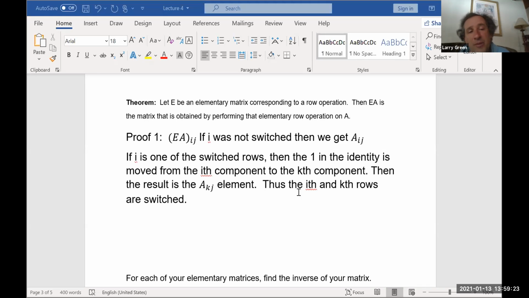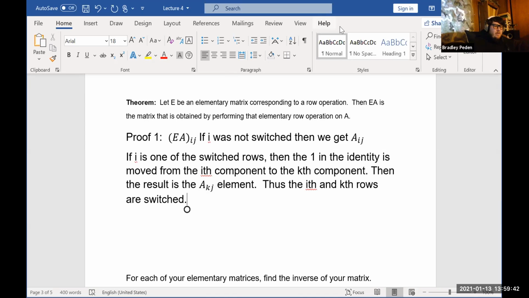Okay, again, I don't have time to prove the other two, but they're kind of similar ideas. Any questions at all on the theorem and the proof? This is a scary part, right? I have a question for you.